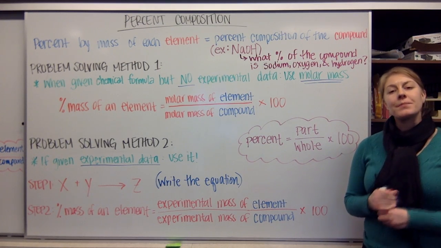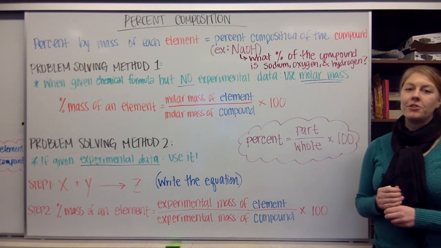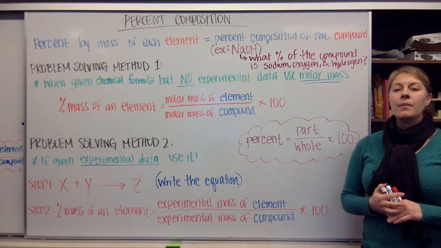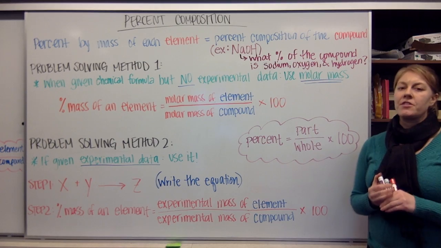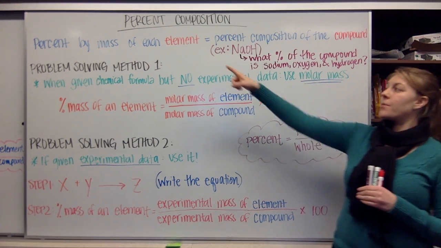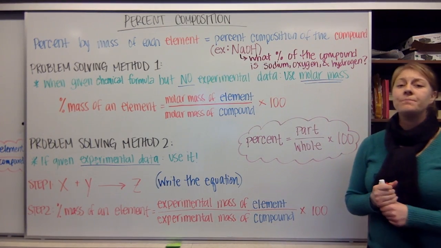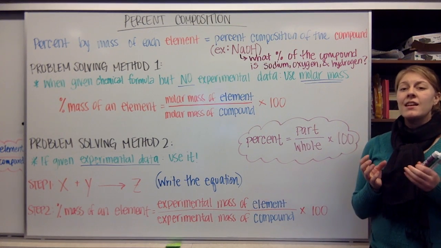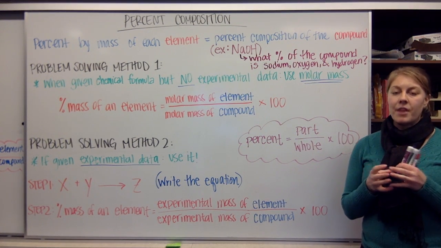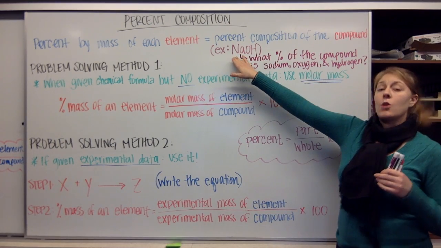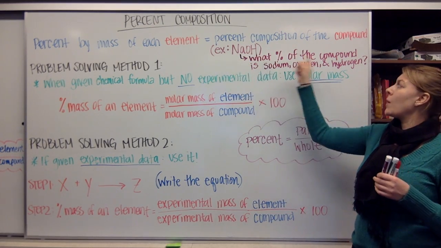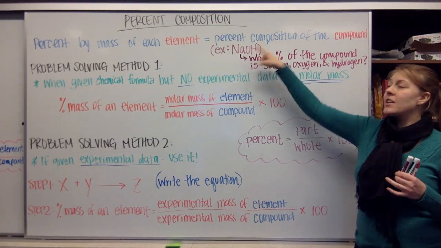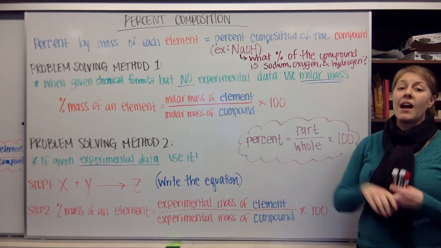Everybody, and today I'm going to be talking to you about our next learning target, which is all about the percent composition of a compound. What percent composition refers to, and you'll also see it referred to as percent by mass of an element, is basically how much of a compound each element is. For example, if we're looking at NaOH, we're looking at what percent of the compound is sodium, what percent is oxygen, and what percent is hydrogen.